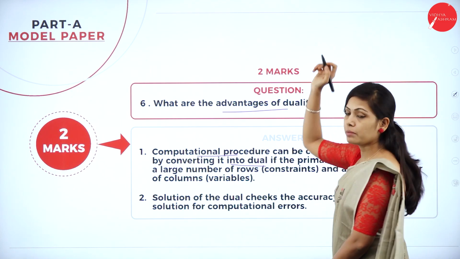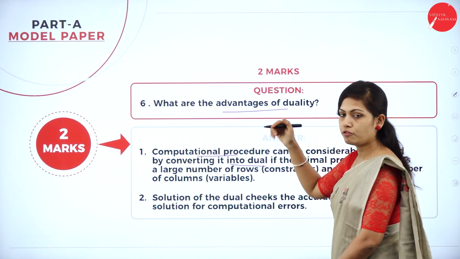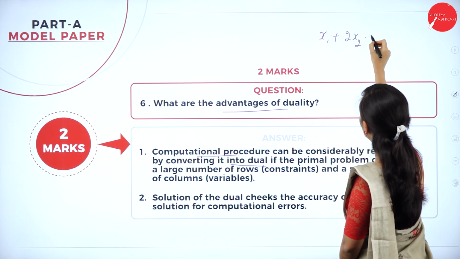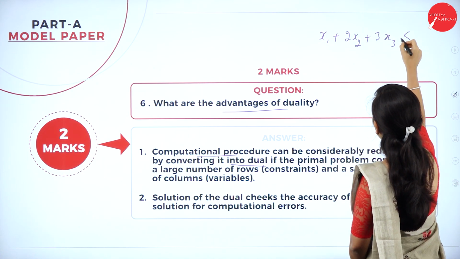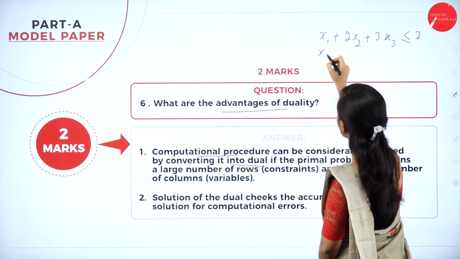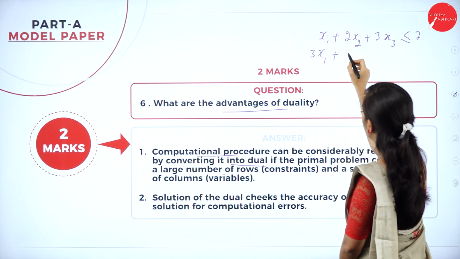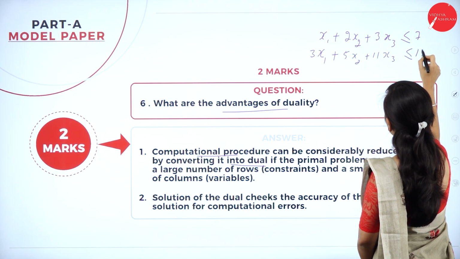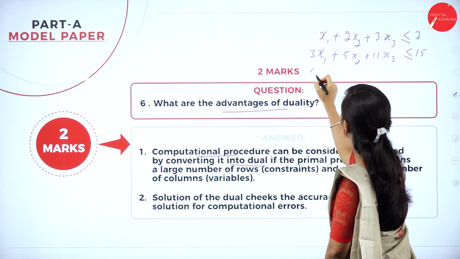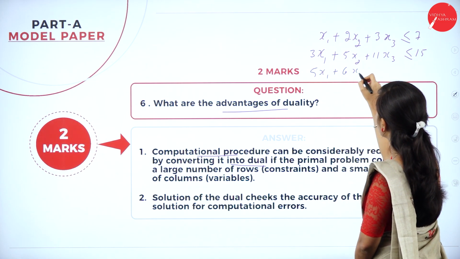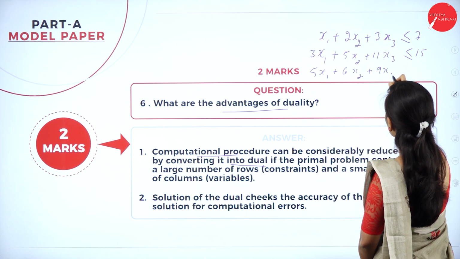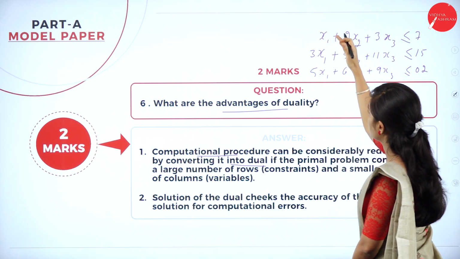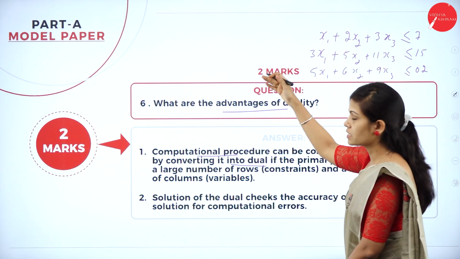For example, in primal problems, if you get a large number of rows, that is x1 plus 2x2 plus 3x3 less than or equal to 7, 3x1 plus 5x2 plus 11x3 less than or equal to 15, and 5x1 plus 6x2 plus 9x3 less than or equal to 2. So if you get a large number of constraints, that is rows, we can convert this into columns.